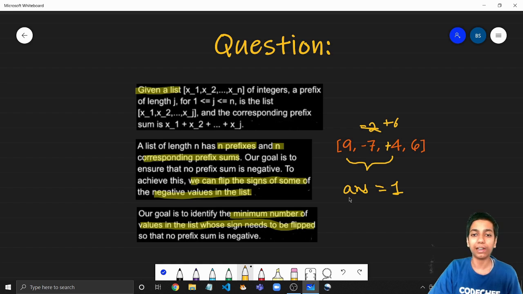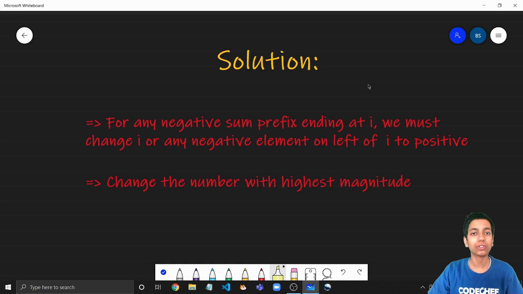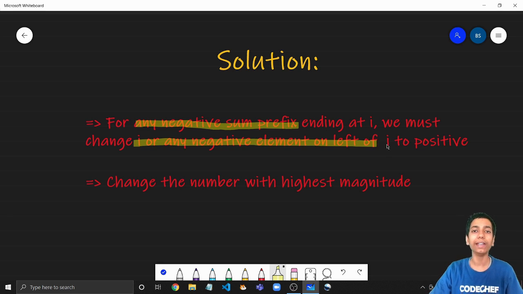So this was the problem statement, and now that we are comfortable with it, let us move on to the solution. So the main idea that we are going to use in the solution is that for any negative sum prefix, let's say ending at I, we must change I or any negative element on the left of I to positive. Fine. Now why on the left of I?